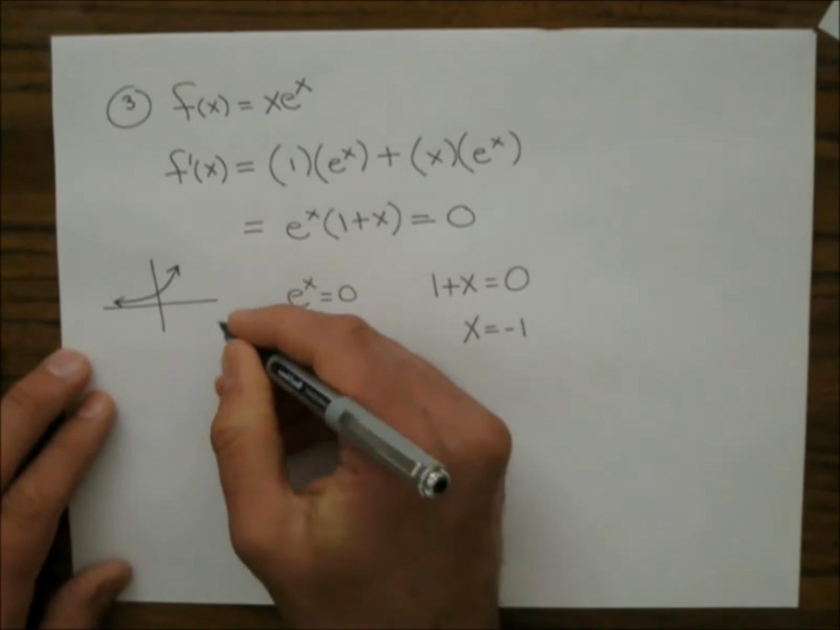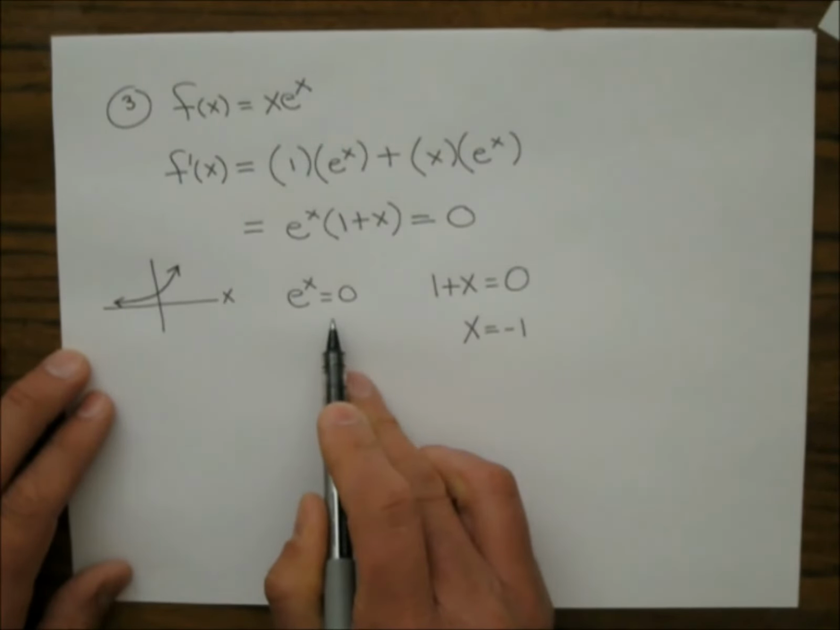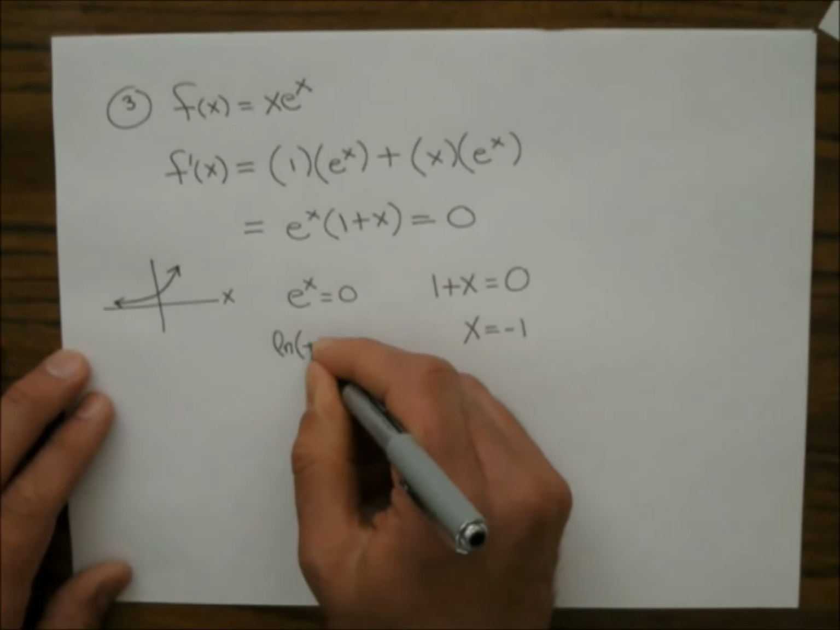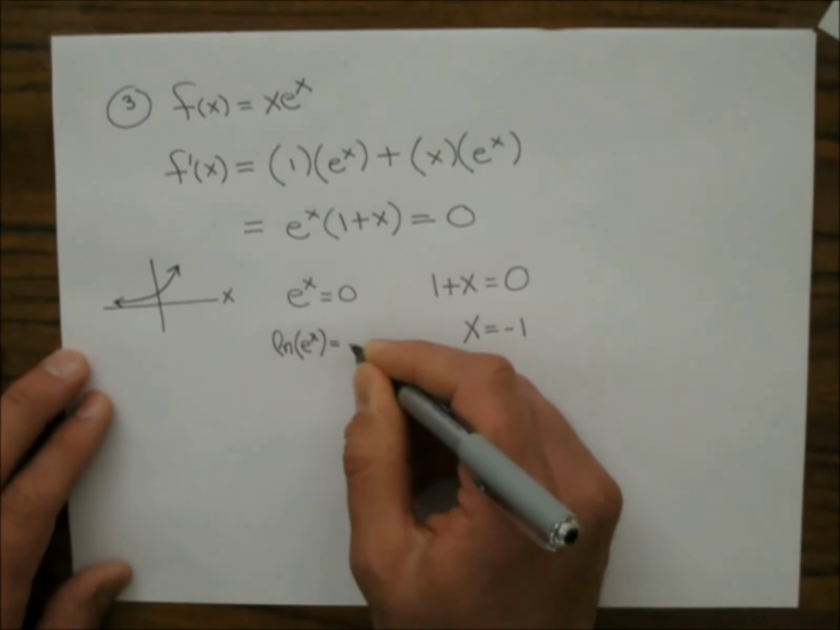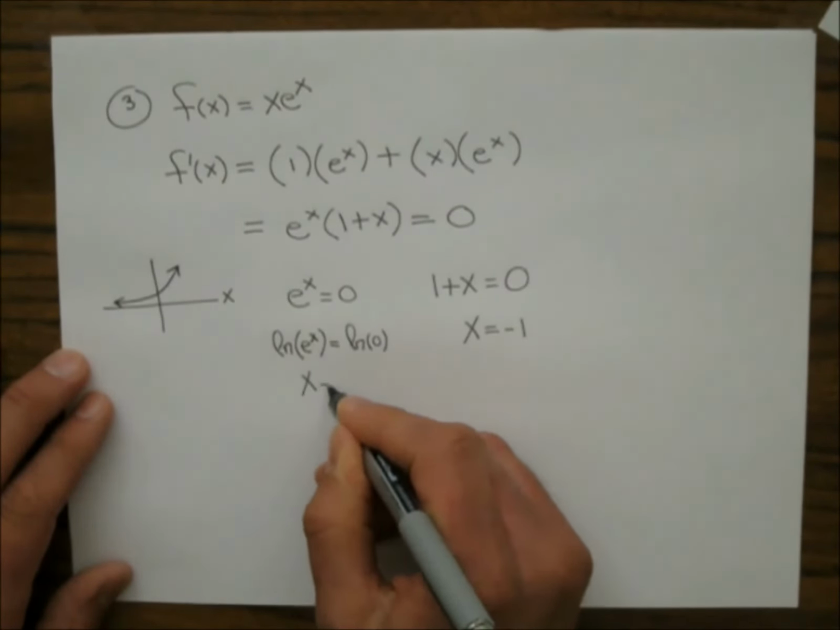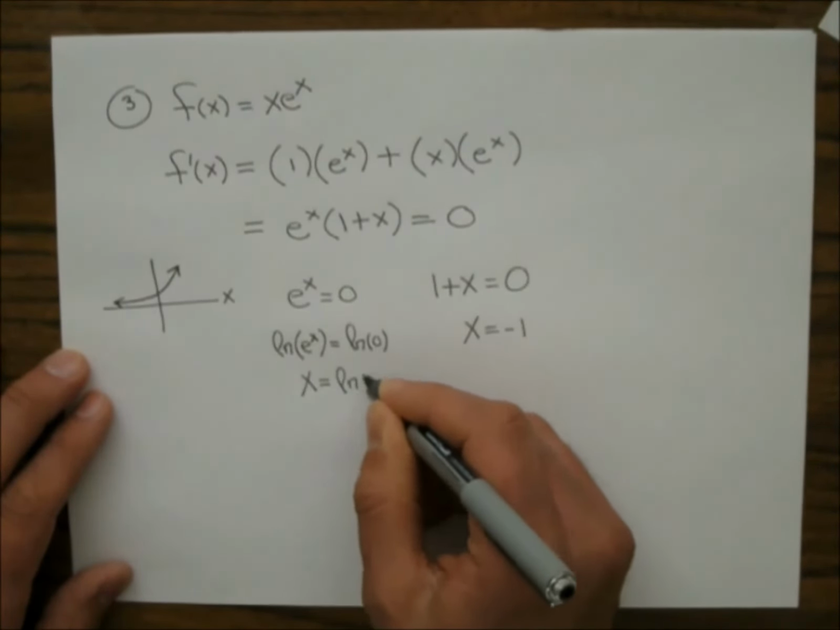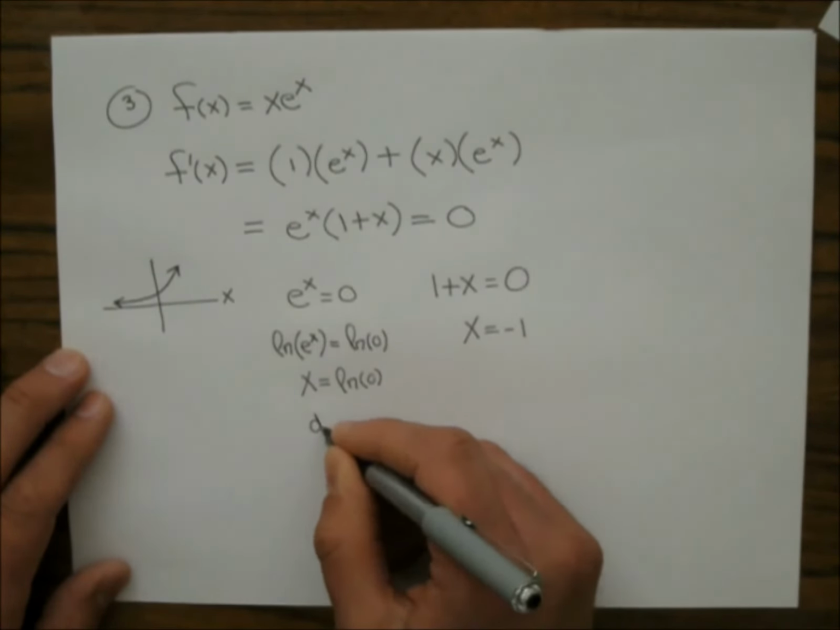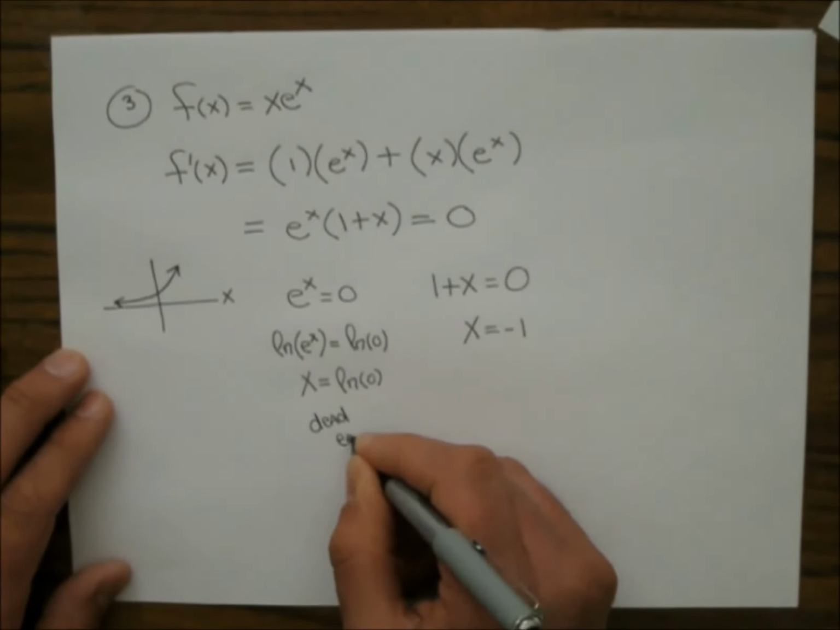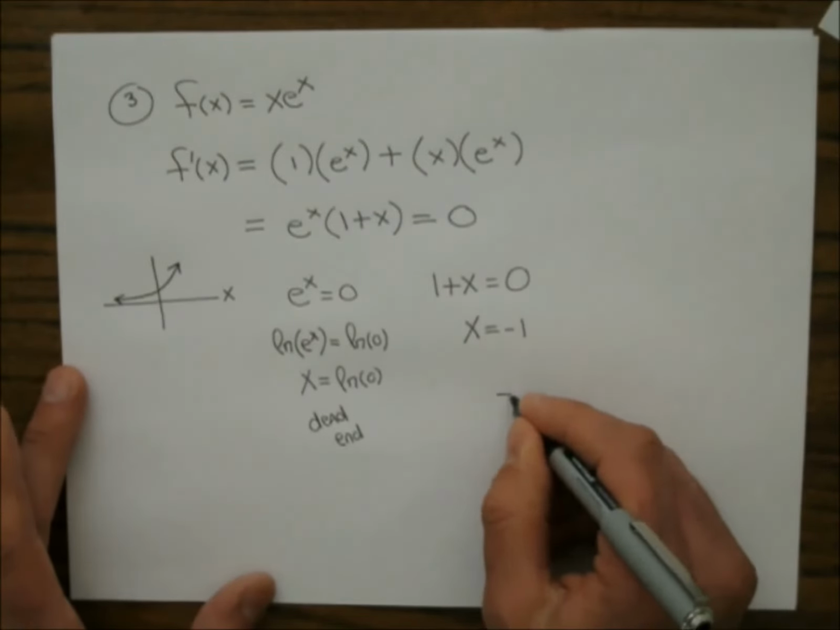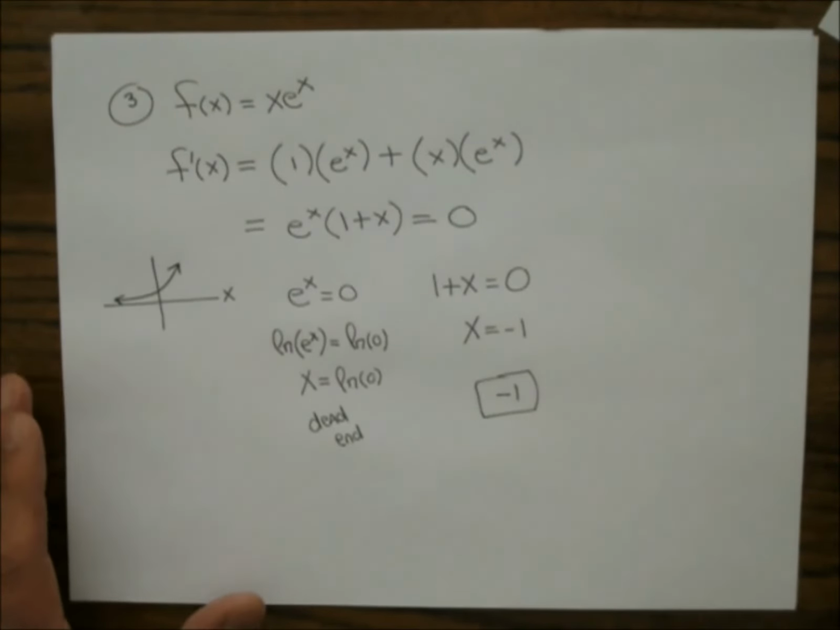Will it ever touch the x-axis? And the answer is no. The other way to do this is to ln both sides of this equation. And of course the left-hand side is going to say x equals, but the ln of 0 is undefined. So this is a dead end. Dead end. And so our critical point is -1. Critical number is -1.